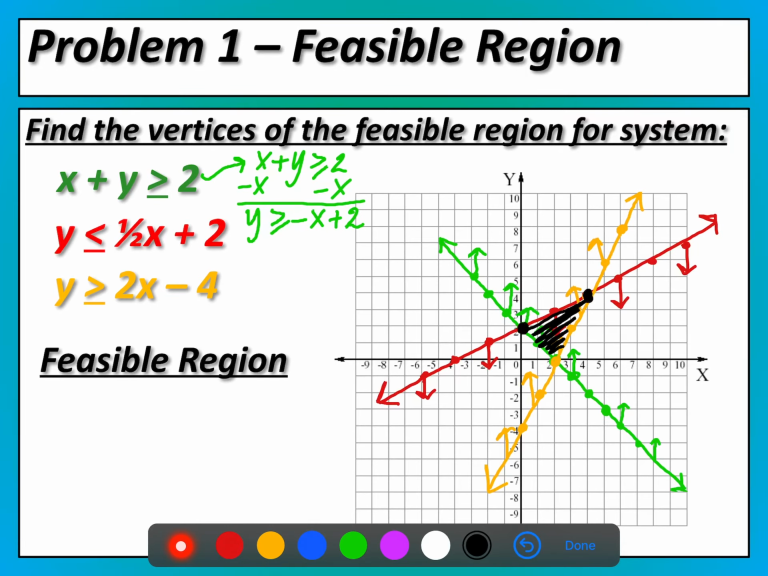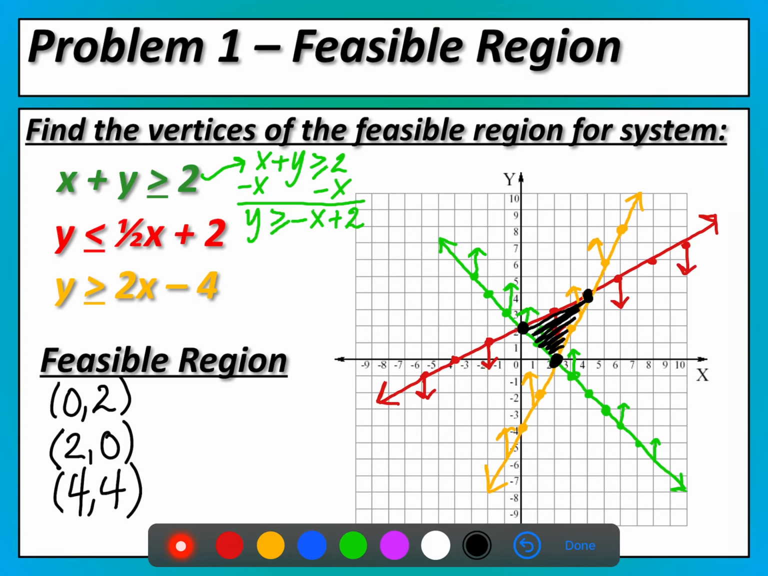And I'm going to darken my vertices there. Okay, so the ordered pairs that make up my vertices are (0, 2), (2, 0), and (4, 4). Okay, so I have 3 vertices here.